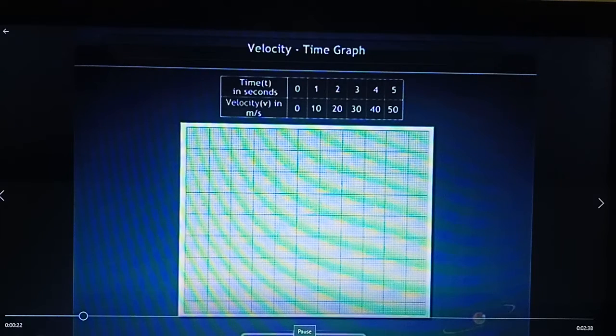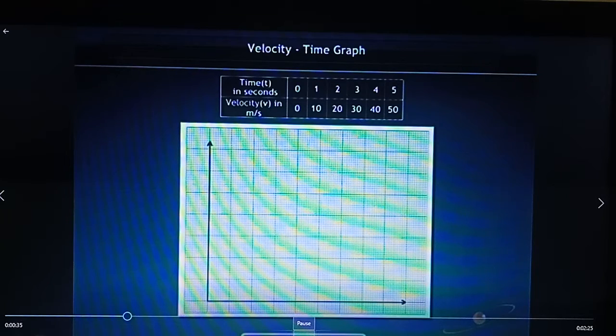Now plot this information on the graph. Again, we will be plotting x-axis and y-axis on the graph sheet. The intersection of these two will be the origin. We will be marking the x-axis as the time axis and the y-axis as the velocity axis. And now plot the points on the axes so that you can make a graph.